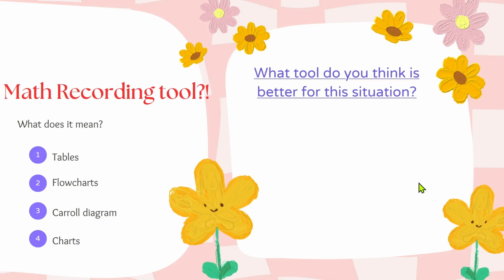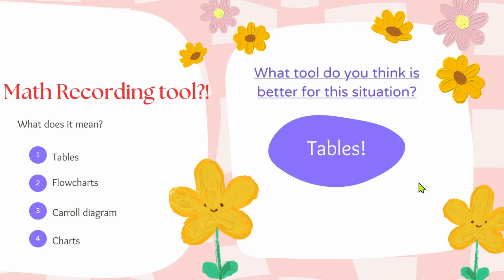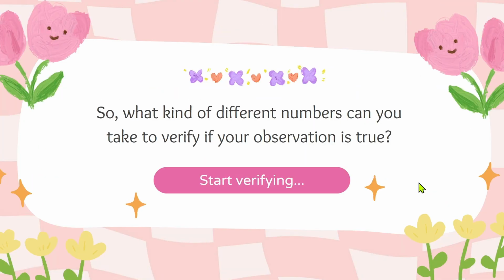And in this scenario, what we are discussing now, what tool do you think is better for this situation? Yes, there could be many. I think a table could be a very good recording tool for this particular scenario. So basically, you can prepare a table with different columns and rows, and figure out what kind of numbers you are going to take to verify your observation, and how you are going to record it in a table. Now start verifying with the table and different numbers.